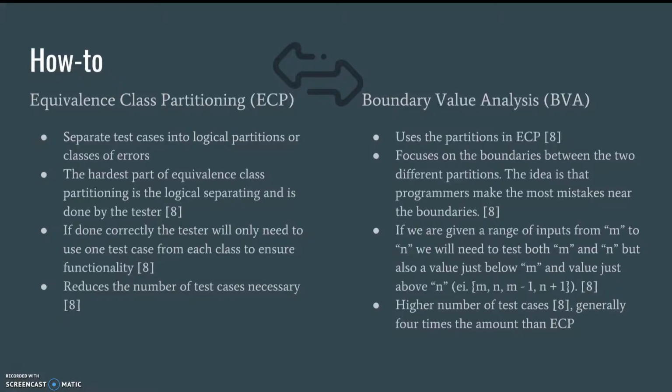Boundary value analysis uses the partitions from equivalence class partitioning. Here we will focus on the boundaries between two different partitions. And the idea is that programmers make most of their mistakes near the boundaries of these classes. If we're given a range of inputs from M to N, we will need to test both M and N as inputs, but we will also need to test a value just below M and a value just above N. This generally creates more test cases than equivalence class partitioning, sometimes 4 or 5 times the amount.